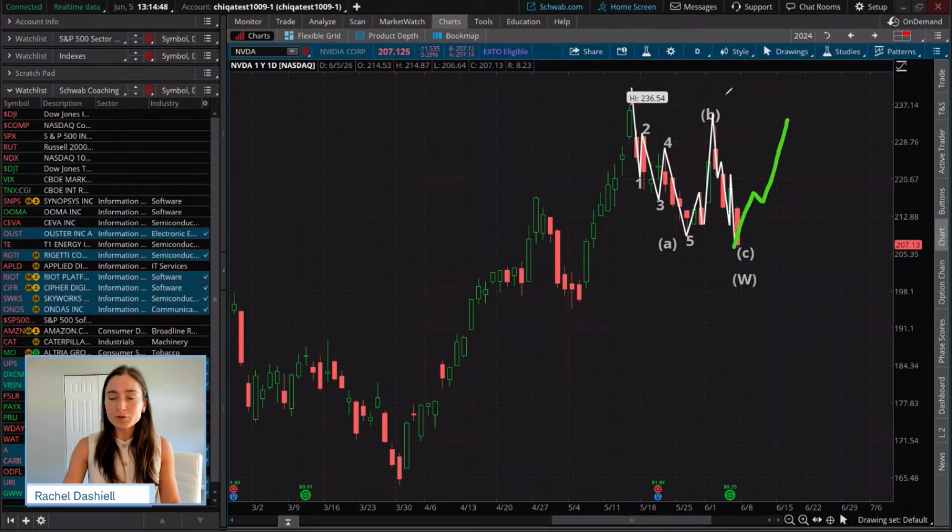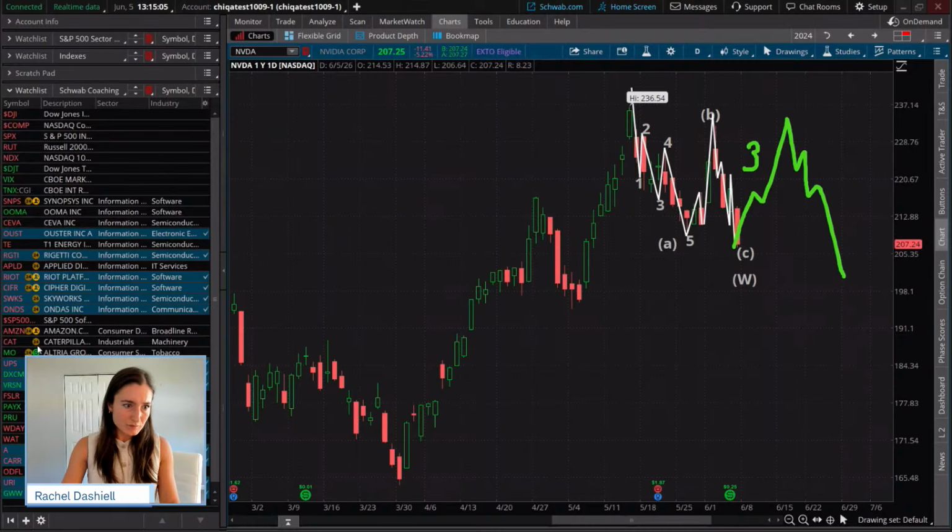So you're going to have a 5-3-5, then you're going to have this 3 wave in the middle, and then you're going to have another 5-3-5. So we would have another 1, 2, 3, 4, 5. And then I need to give myself a little bit of space here.